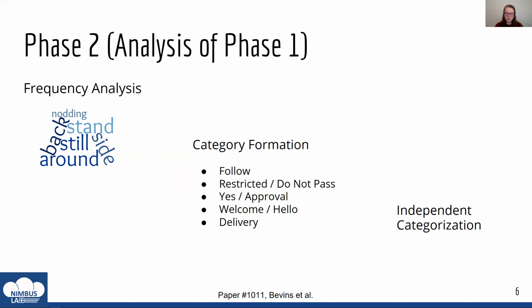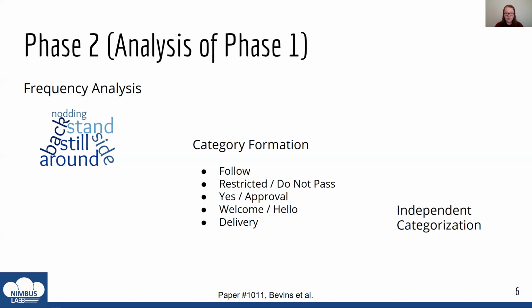The second step was the category formation. In addition to states that were consistently reported, we included categories that were relatively low in frequency in the free response, but are states commonly attempting to be conveyed within UAV research, such as delivery. A few examples of categories used are listed here.